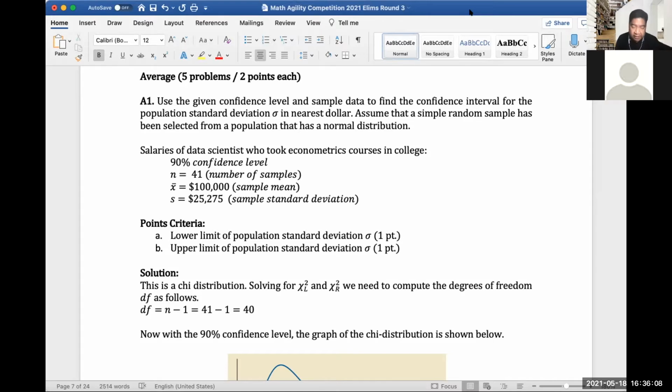We have the salaries of data scientists who took an econometrics course in college. We have a 90% confidence level, and our n, the number of samples, is 41, and x bar, the sample mean, is $100,000, and s, the sample standard deviation, is $25,275. So required is to solve for the lower limit of the population standard deviation, that's 1 point, of sigma.